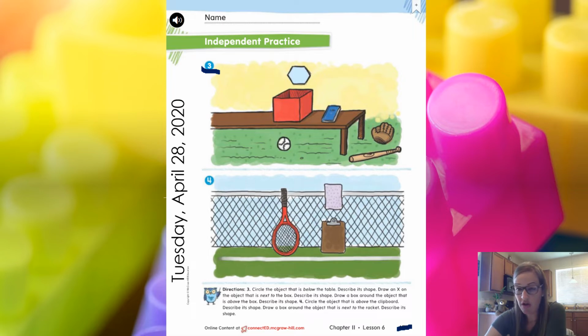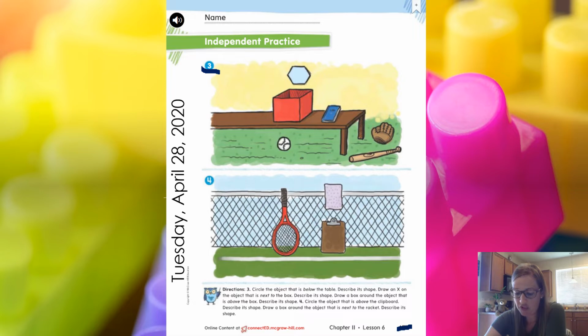Next, draw an X on the object that is next to the box. And one more for number 3. Draw a box around the object that is above the box. So we're going to draw a box around it. All right, let's double check your answers, okay?